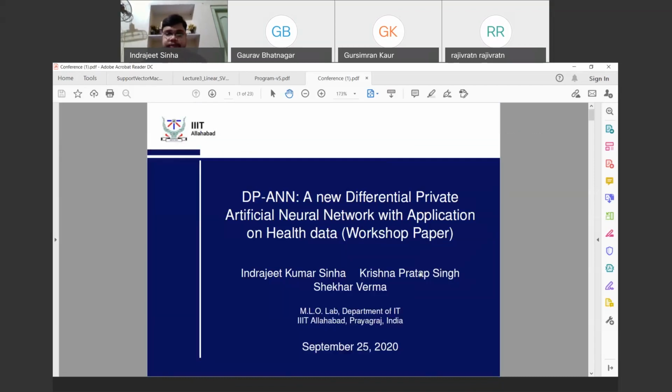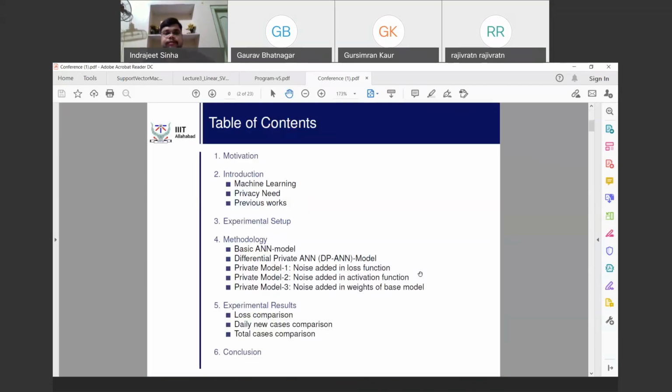Very good morning, sir. I am Indijit Kumar Sinha from IIIT Allahabad. I am a research scholar there. This is my overview for the presentation. I will start with my motivation and move through the introduction part, experimental setup, methodology, experimental results, and I will conclude with my concluding statement.